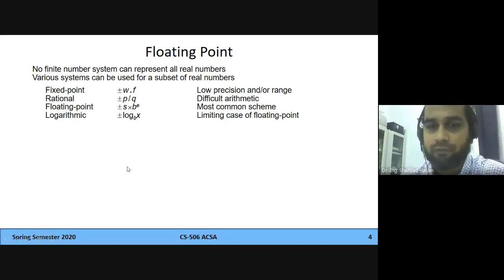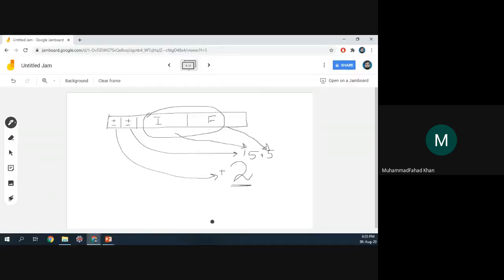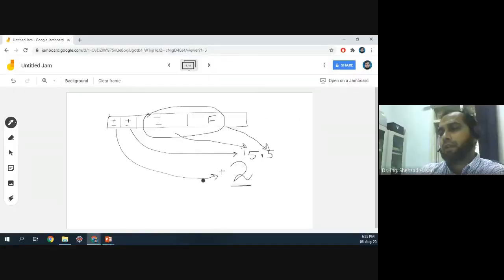Yes, any questions here? Sir, I just need to ask, is there any limit for the bits? Just like you mentioned that 4 bits were reserved for the integer part, and 3 bits were fixed in the fixed point. Is there any limit?